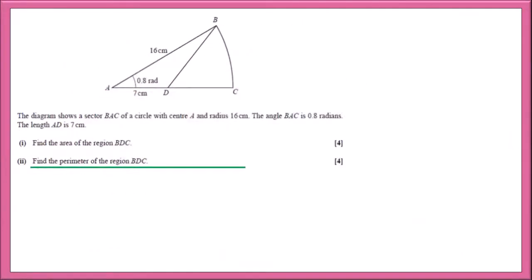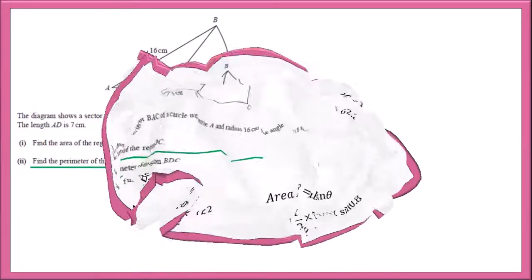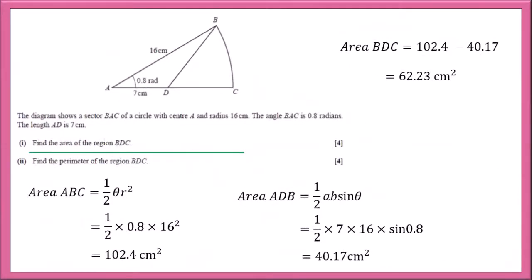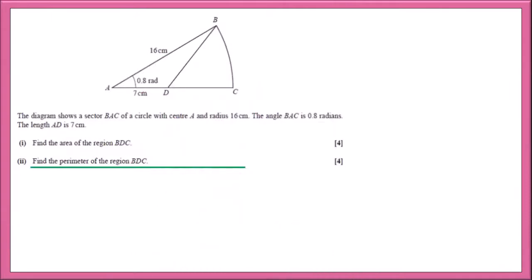So 62. Whoa, I've gone too fast there. Sorry, I got too eager. Let me go back. Look at that, it uncrumples. Look at that, I wish paper did that. The area of BDC, 62.23 square centimeters there. All right, moving on. Cool, sorry about that.